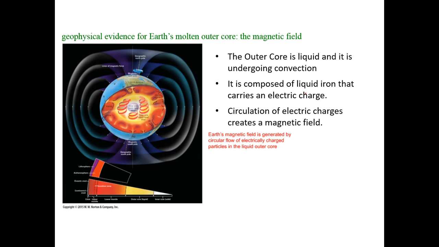So you might ask, how do we know about the outer core and the inner core? One way that we know about it is that Earth has a magnetic field. Okay, Earth has a magnetic field. That magnetic field is actually generated by the outer core. And it's generated this way.